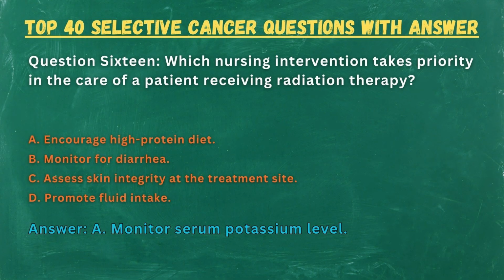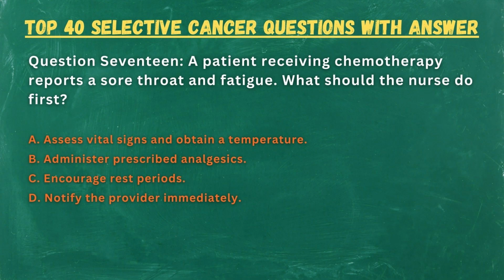Answer: C. Assess skin integrity at the treatment site. Question 17. A patient receiving chemotherapy reports a sore throat and fatigue. What should the nurse do first? A. Assess vital signs and obtain a temperature. B. Administer prescribed analgesics. C. Encourage rest periods. D. Notify the provider immediately.